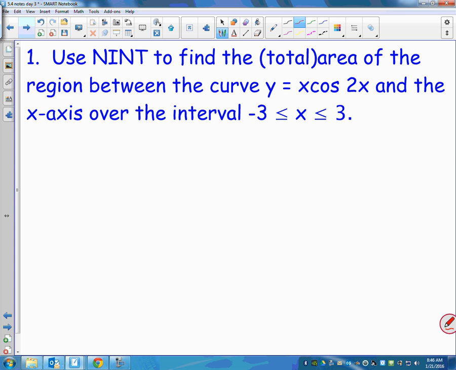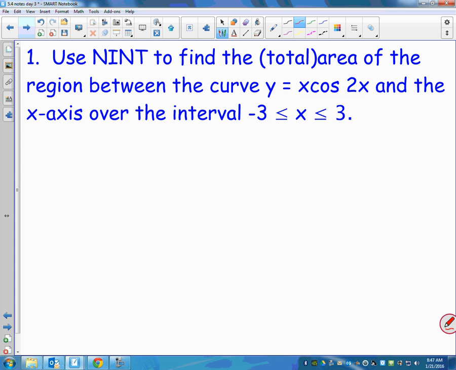So, I'll do the easy part first. It says, use the calculator to find the total area of the region between the curve y equals x cosine 2x and the x-axis over the interval from -3 to 3. So, do you all know where the absolute value button is? I always go to catalog because it's alphabetical order. That's the first one. But it's also in math, if you go over to math and arrow over once. But if you ever forget where a button is during a test, catalog, which is second 0, absolute value is 3. So, but it works too.